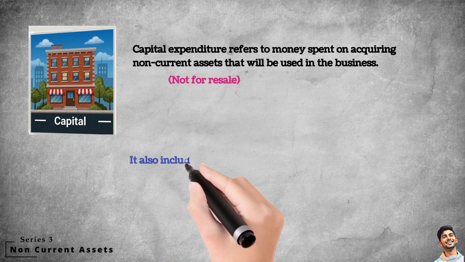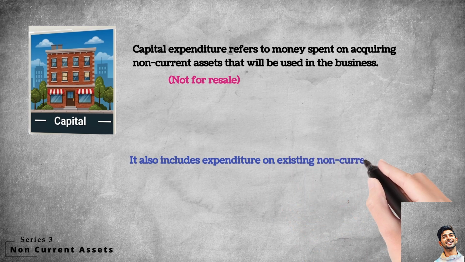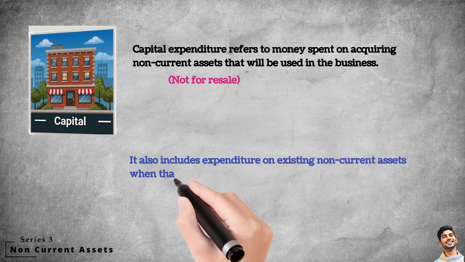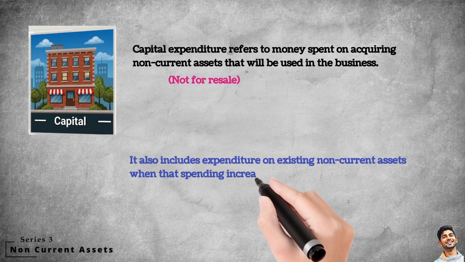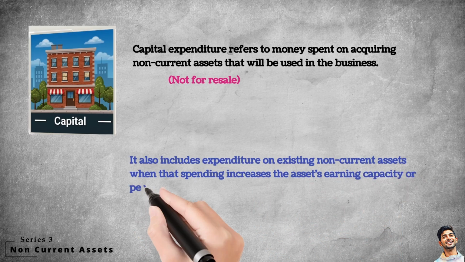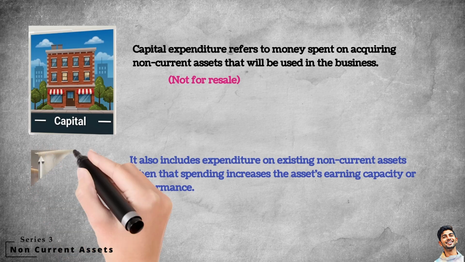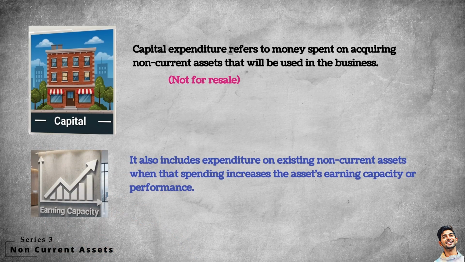It also includes expenditure on existing non-current assets, when that spending increases the asset's earning capacity or performance. The key idea here is that the benefit of the expenditure will be received over several years. That's why it's treated as capital expenditure.